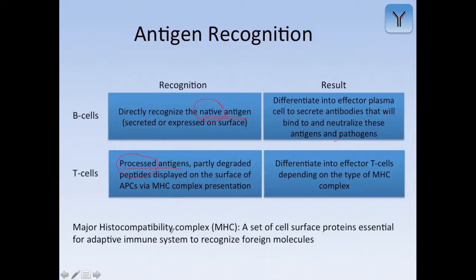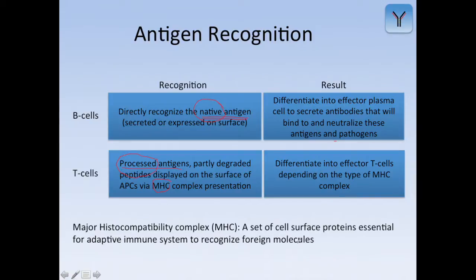But what this means is that essentially these macrophages and dendritic cells, after engulfing these proteins or these pathogens, degrade it all up, and the little pieces of it then get expressed out on the end of what we call an MHC complex, the major histocompatibility complex. And then these are required to be processed and then presented to the T cells. Major histocompatibility complex: a set of cell surface proteins essential for adaptive immunity, or the immune system, to recognize foreign molecules.